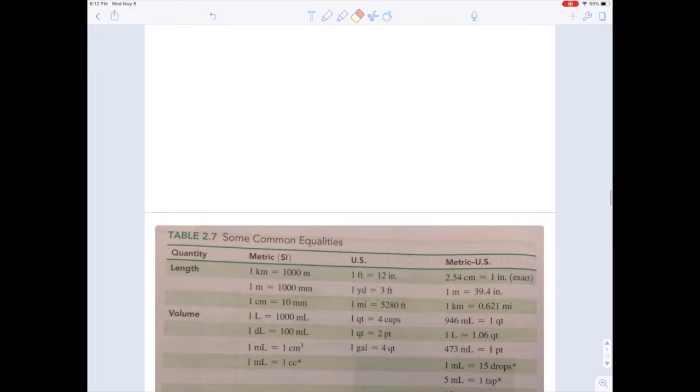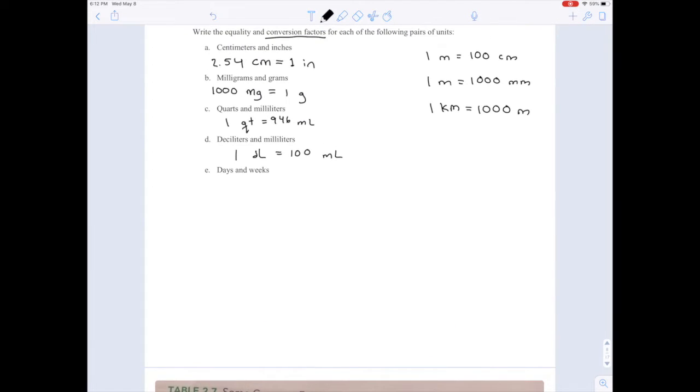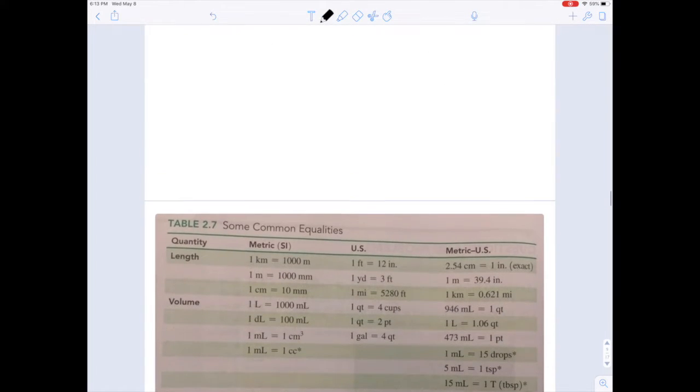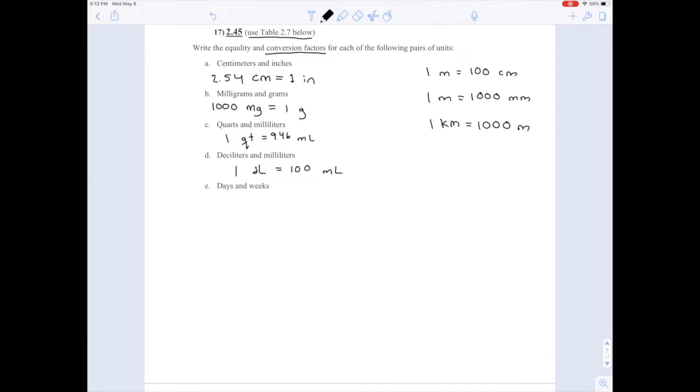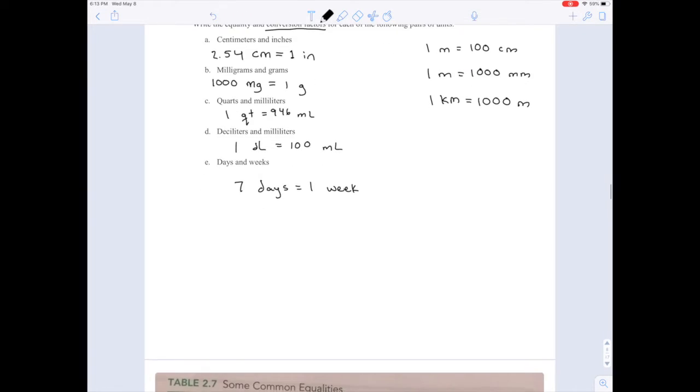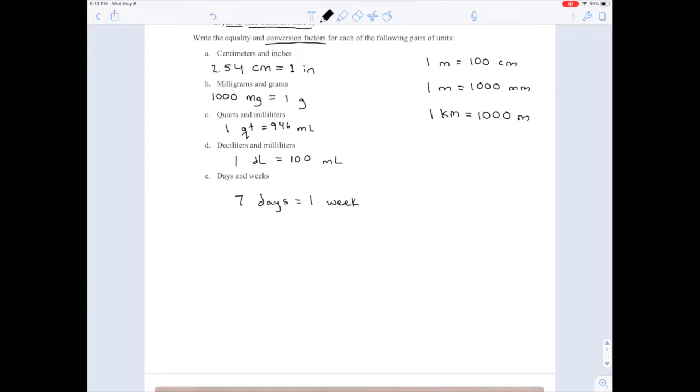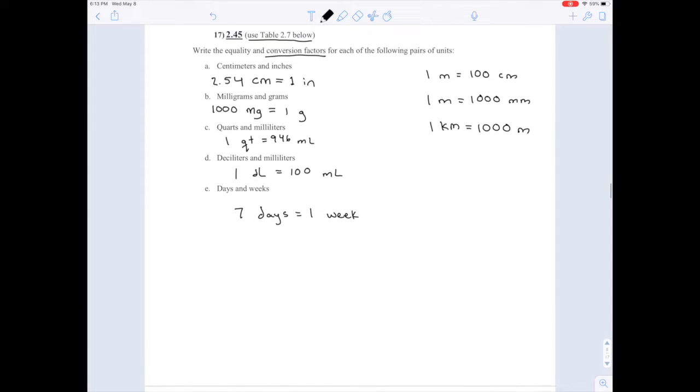Now this last one asks you about days and weeks, and that's not going to be on this table, but we know that. And so this is really just asking us, do you get the concept of a conversion factor? How do days relate to weeks? Well, there's 7 days in 1 week. Those two are the same thing expressed in different units. And so that conversion factor relates those two units.